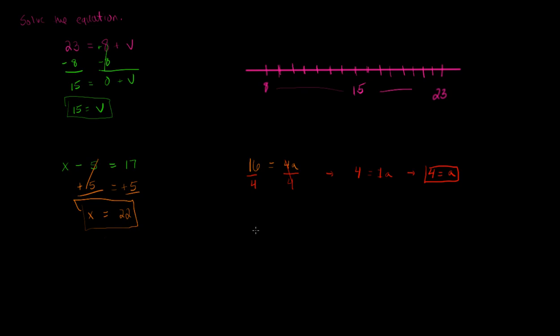Last thing, let's try one that has division in it as a starting point rather than subtraction. Why don't we do negative 9? Negative 9 is equal to, let's say b divided by 9. Okay, so we've got negative 9 equals b divided by 9, and we'd like to figure out what b is.